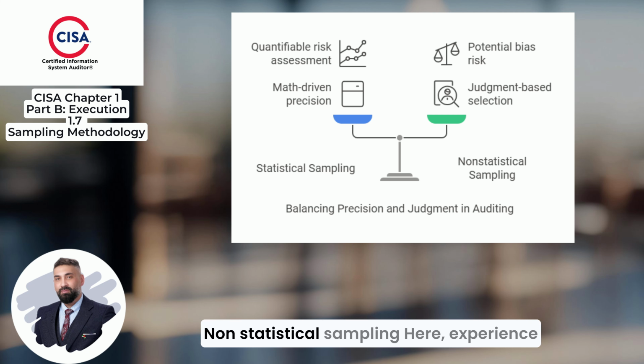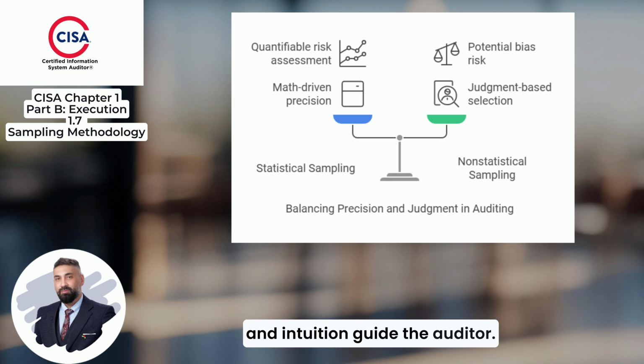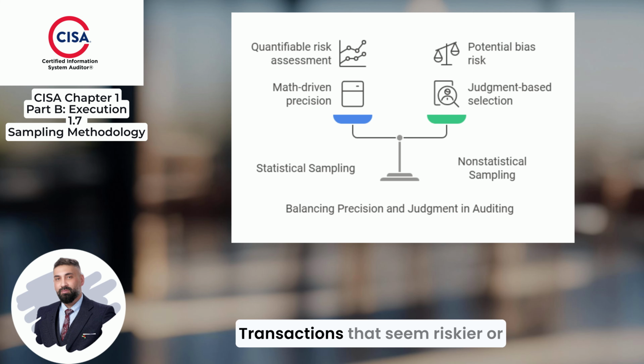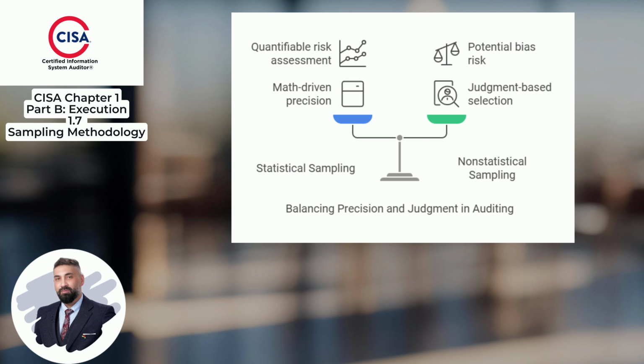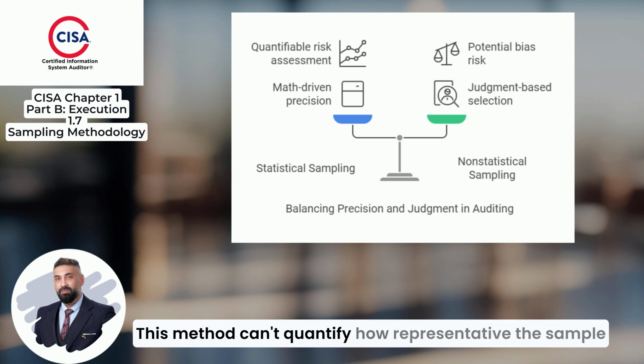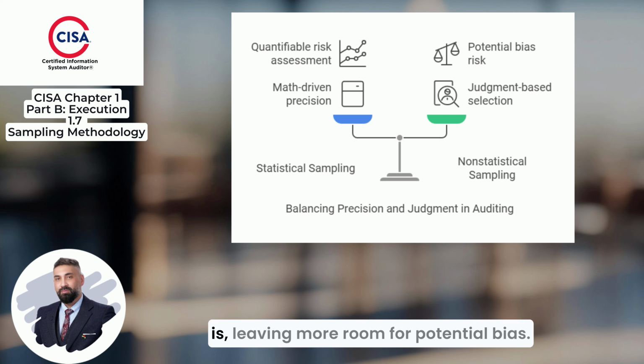2. Non-statistical sampling. Here, experience and intuition guide the auditor. Samples are chosen based on professional judgment. Transactions that seem riskier or more material are prioritized. While this method isn't mathematical, it's still systematic and rational. Auditors look at the sample that's most likely to yield useful insights. But there's a trade-off here. This method can't quantify how representative the sample is, leaving more room for potential bias.